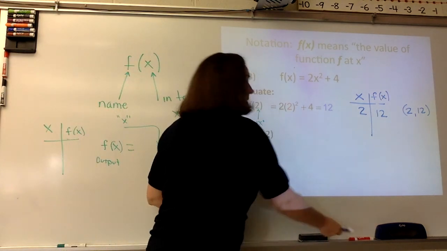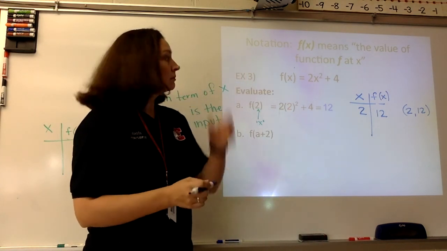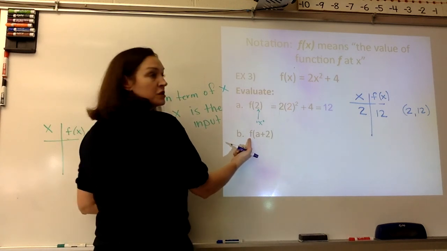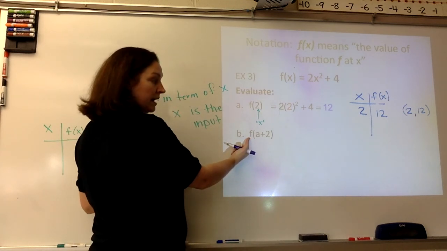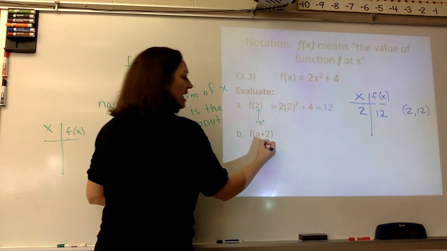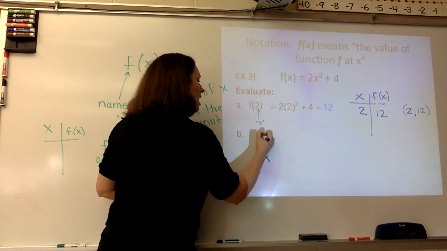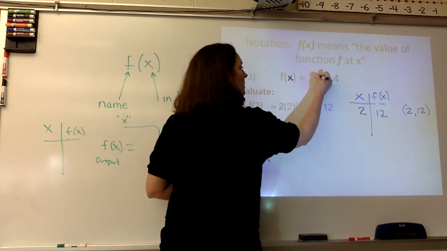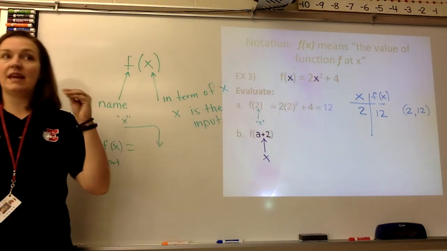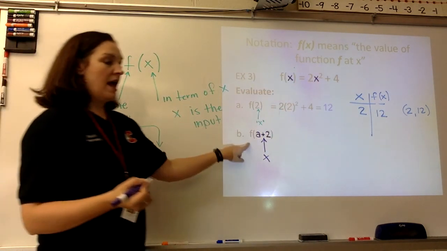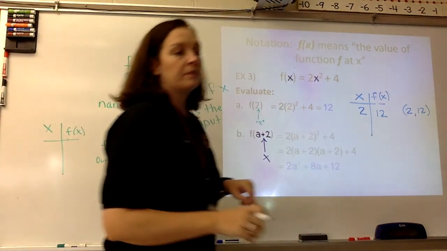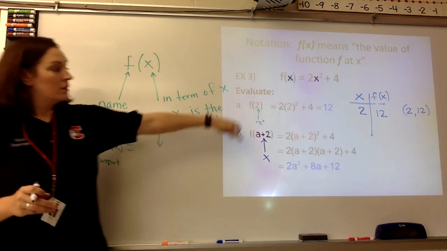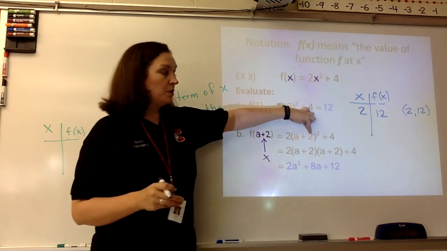Now, if I look at example B, I'm going to go to the f function. Don't be weirded out. And rather than having an x, I'm going to replace it with a plus 2. So every place up here that I have an x, I'm going to take it out and replace it with a plus 2. Notice, put the a plus 2 in.